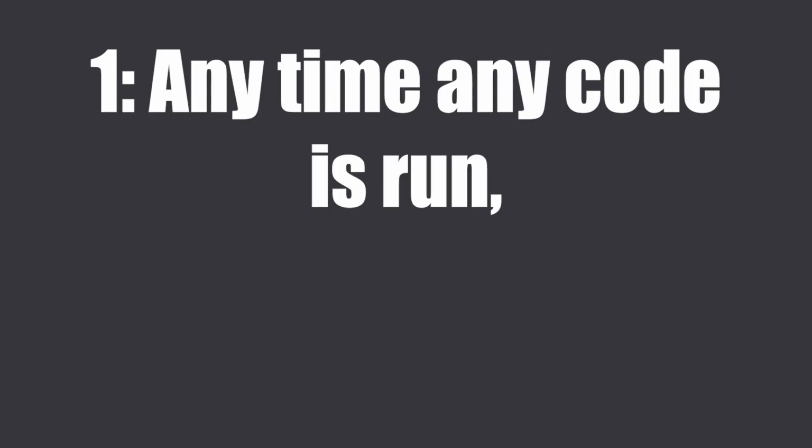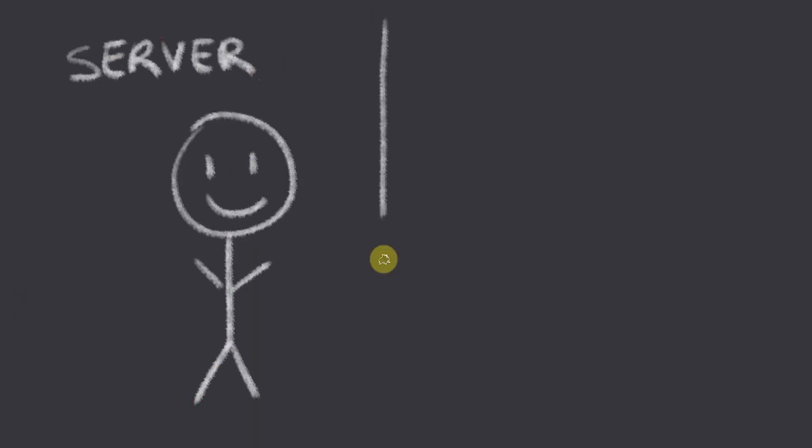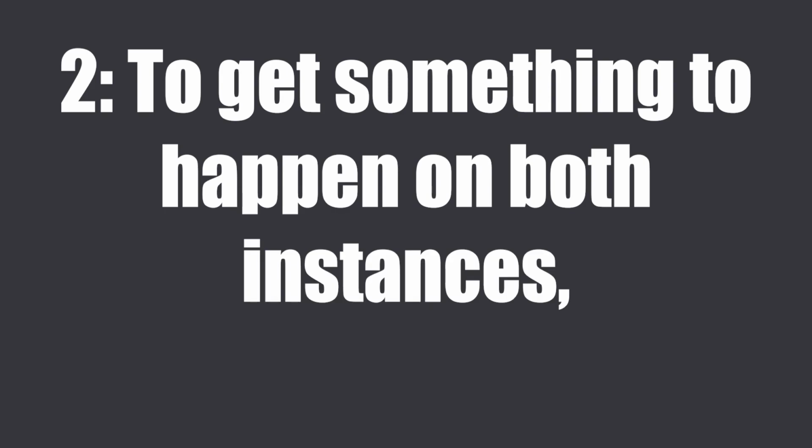1. By default, anytime any code is run, it only makes changes to its own instance. Let's say you have a blue box that both players can see. Something happens in the client instance that triggers the box changing to the color green. The code that was triggered in the client instance will only change the client's box to green, while the server's box stays blue.